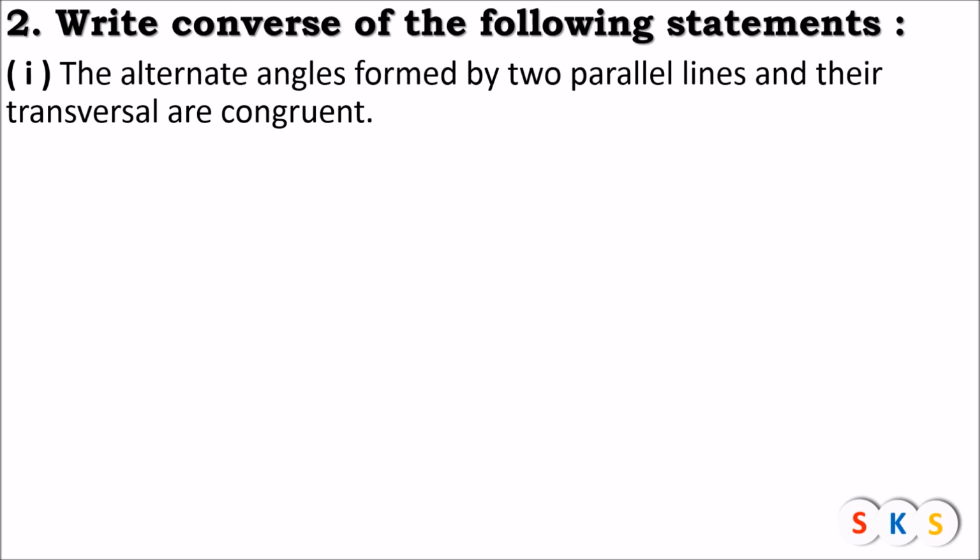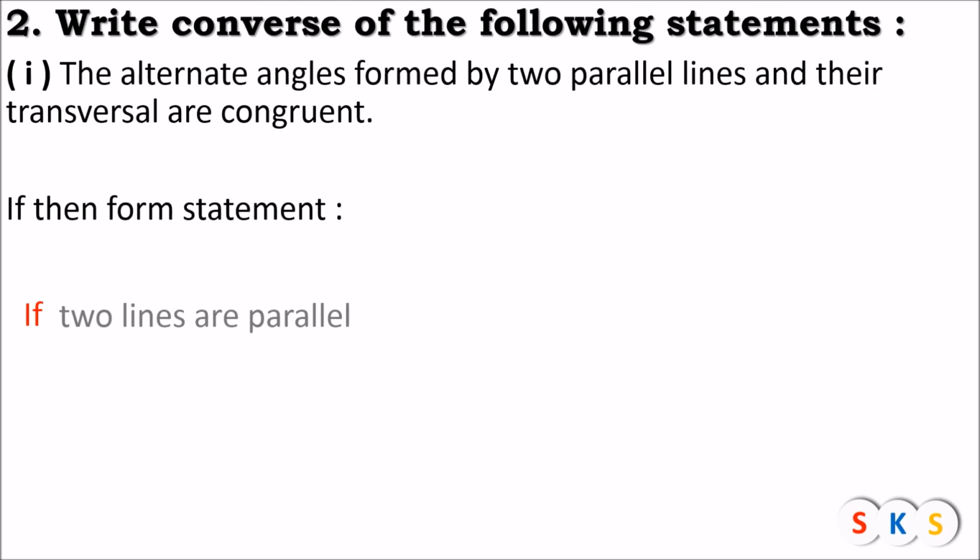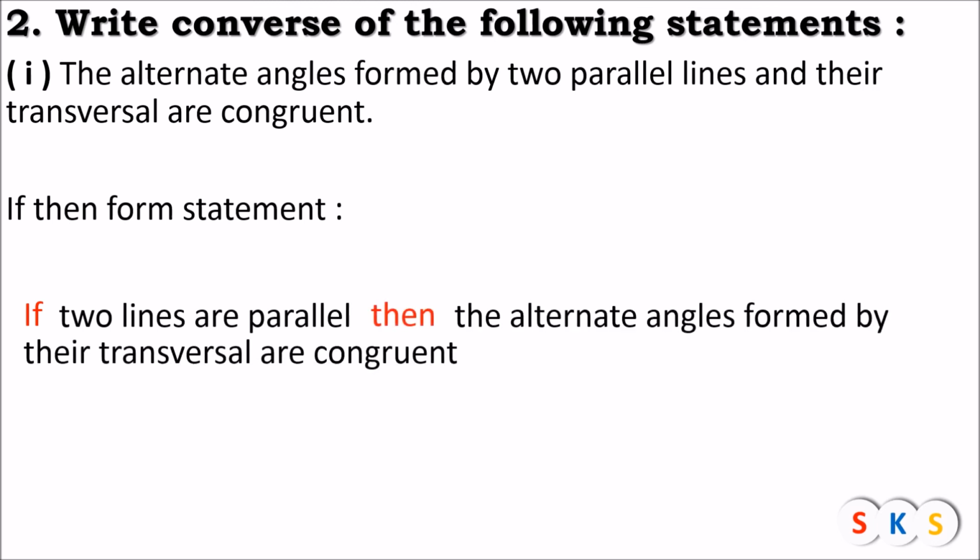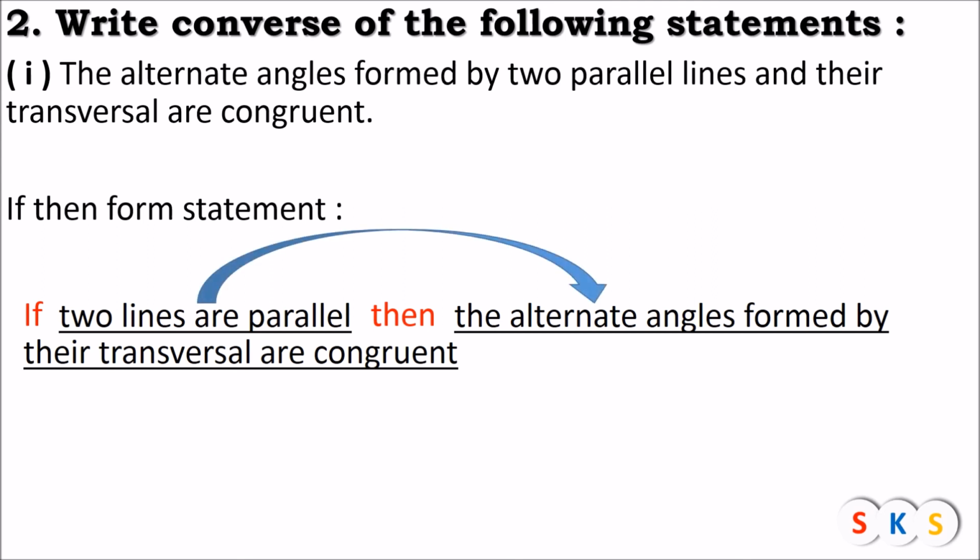So let's see the if-then form of the given statement. If two lines are parallel, then the alternate angles formed by their transversals are congruent. This is the if-then form of the given statement. Now we will interchange antecedent and consequent of this statement. Here two lines are parallel is the antecedent. The alternate angles formed by their transversals are congruent is the consequent. So we will interchange antecedent and consequent of the statement.